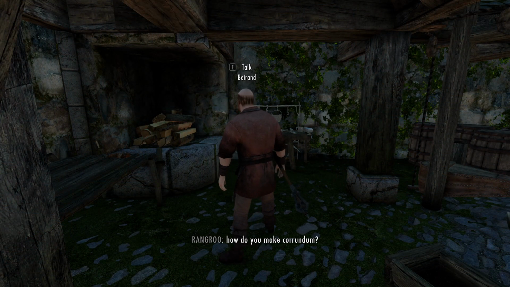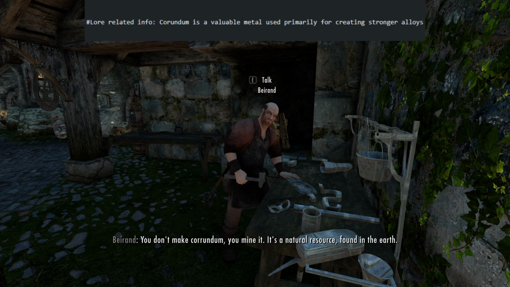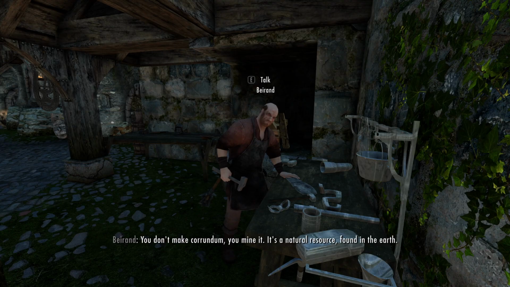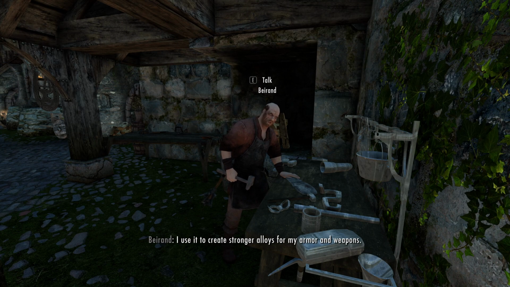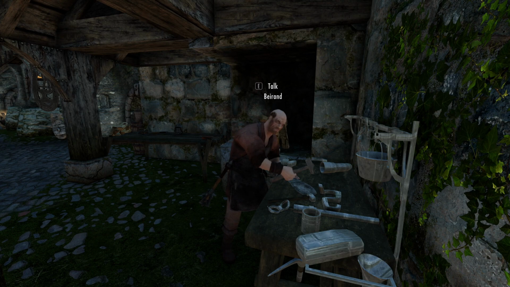How do you make corundum? You don't make corundum, you mine it. It's a natural resource found in the earth. I use it to create stronger alloys for my armor and weapons. Would you like to see some of my work?